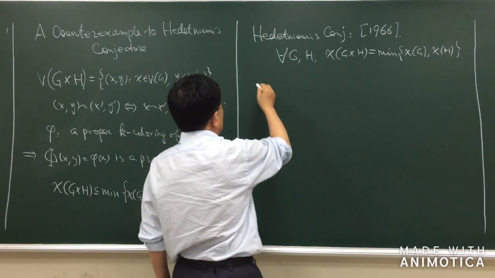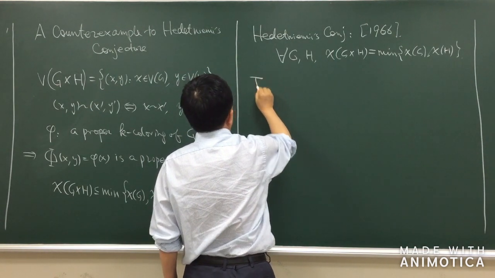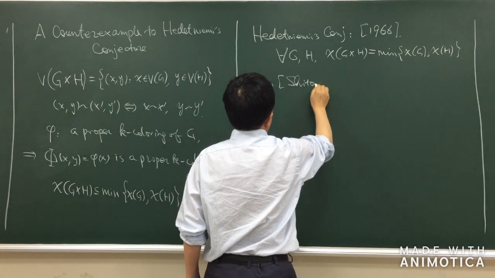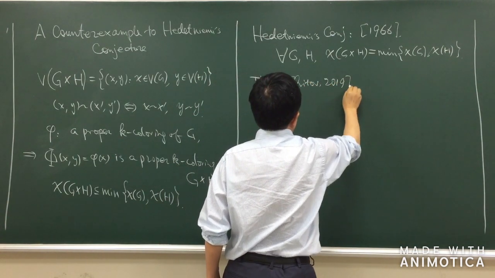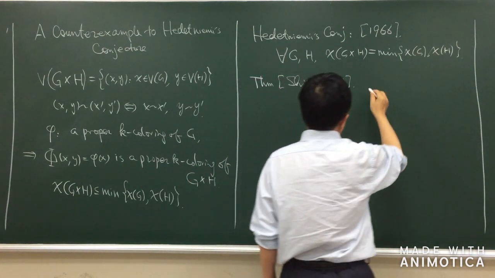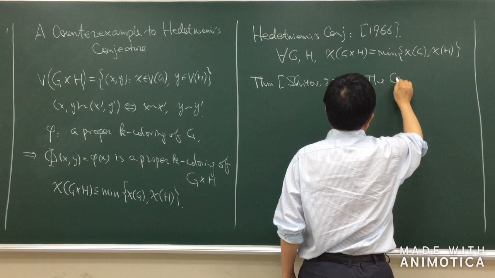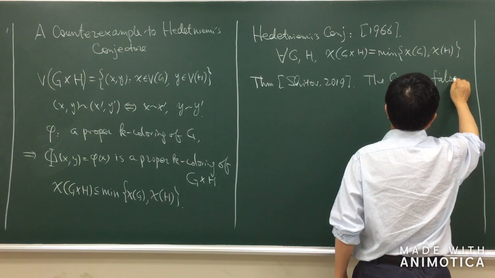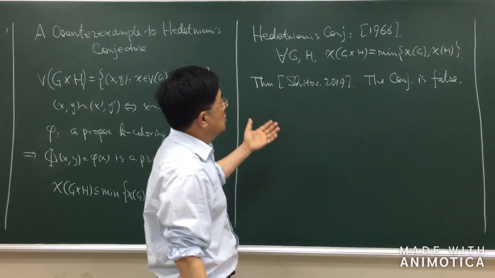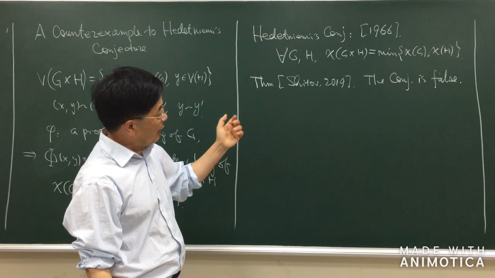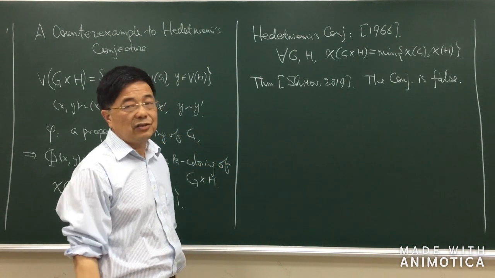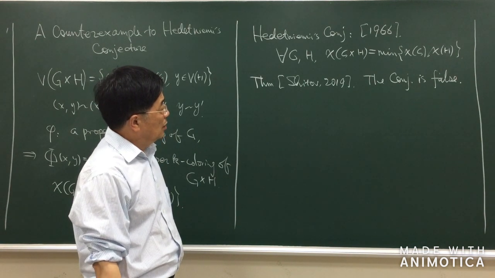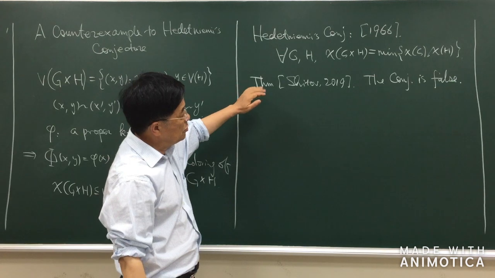So last year, Shitov disproved this conjecture. It's 2019. The conjecture is not true, it's false. That means there exist graphs G and H such that the chromatic number of the product is strictly less than the minimum of the chromatic numbers of G and H. Okay, so I'm going to show this proof.